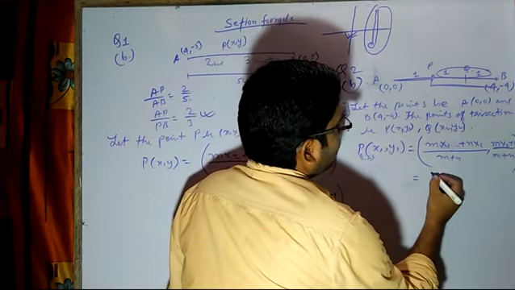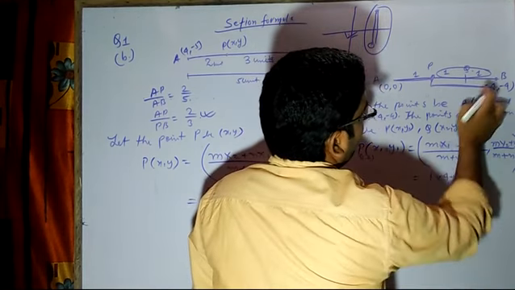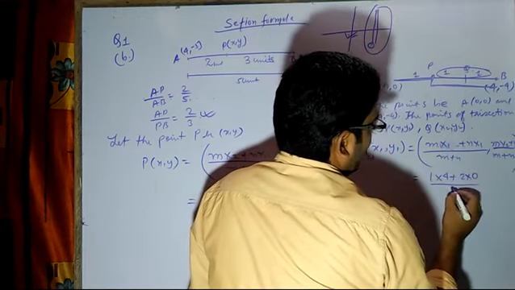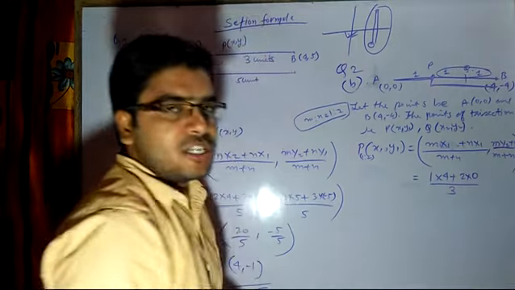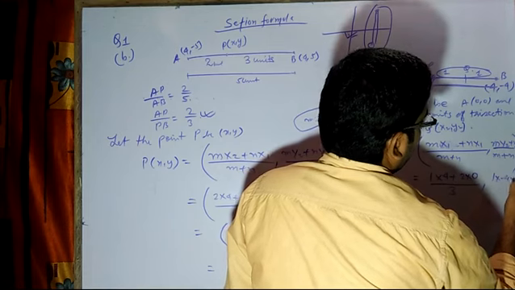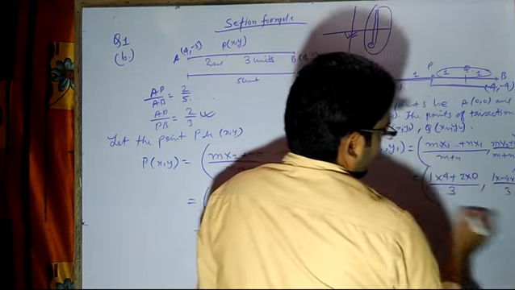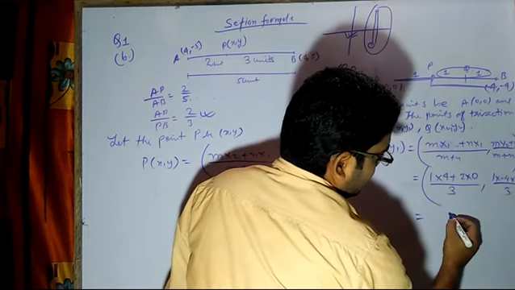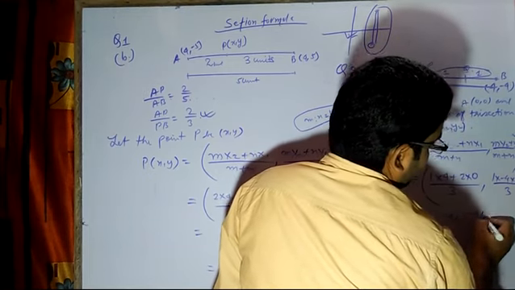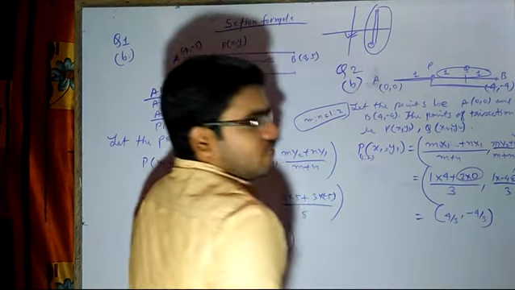Now m is how much? 1 into 4 plus 2 into 0, that is 2 parts into 0, divided by 3 because it is trisected, comma, then you are having 1 into -4 plus 2 into 0 by 3. That means you will get a point 4 by 3, comma, minus of 4 by 3. 2 into 0 will be 0, this part is 0, so it will be 4 by 3 and minus 4 by 3.